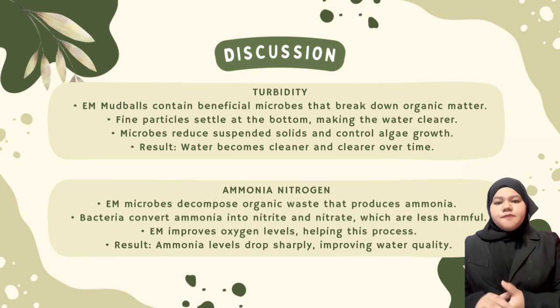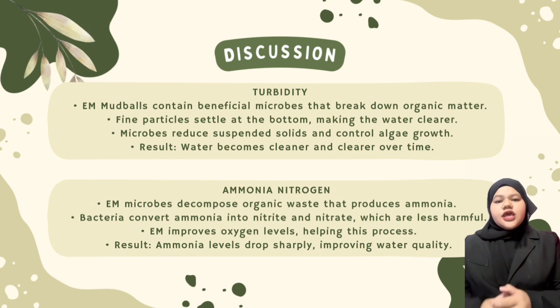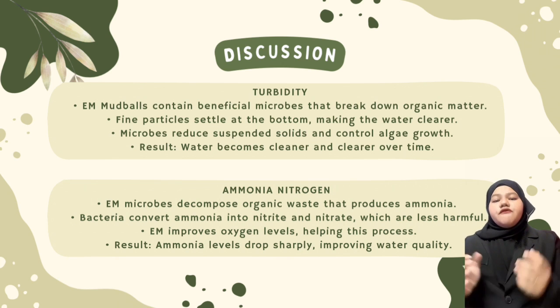So why and how does ammonia nitrogen reduction happen? Nitrification process: beneficial bacteria such as Nitrosomonas and Nitrobacter inside the EM mudballs convert ammonia into nitrite and then into nitrate, which is much less harmful to aquatic life. Second, organic matter breakdown: EM microorganisms decompose organic waste, reducing the source of ammonia production. Next is biological competition: the beneficial microbes outcompete harmful bacteria that normally produce ammonia, preventing further accumulation.